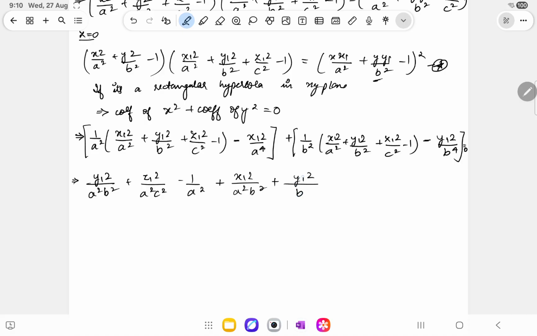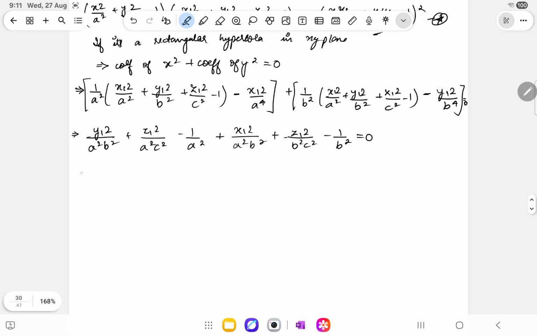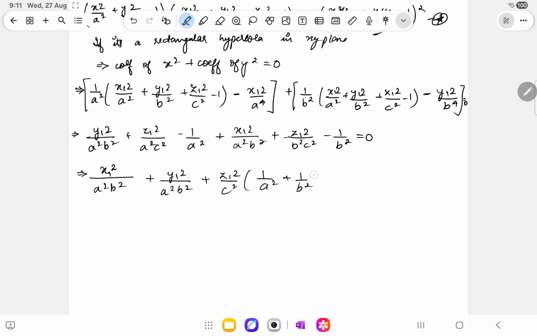This will be balanced out via this term plus z1 square upon b square c square minus 1 upon b square is equals to 0. So if I simplify it, I will get x1 square upon a square b square plus y1 square upon a square b square plus z1 square upon c square into 1 by a square plus 1 by b square equals to 1 upon a square plus 1 by b square.